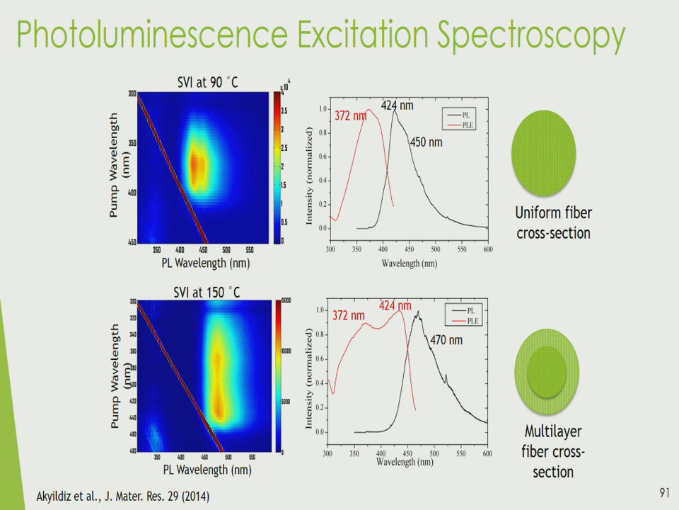At 90 C, we see basically these two peaks right here, at 424 and 450, and then at 150 we see two distinct peaks right here, indicating that we maybe have multi-layers as we go into the material. So one type of structure on the inside, another type of structure on the outside.